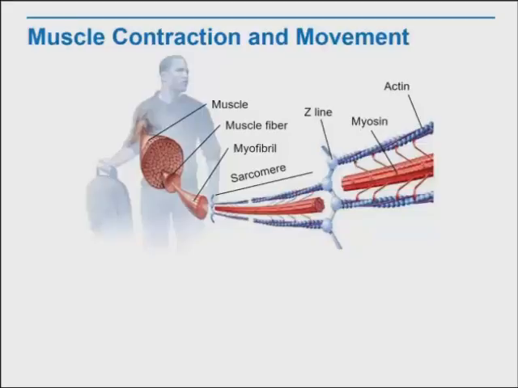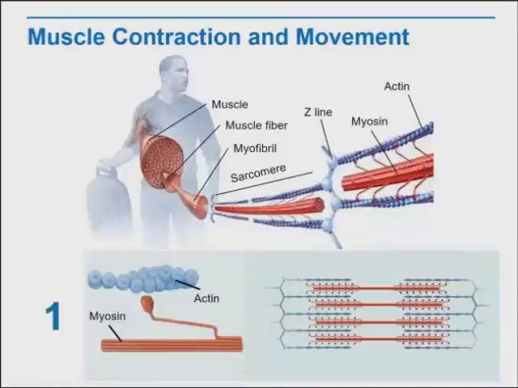This action decreases the distance between the ends of the sarcomeres, so the fiber shortens. Then the cross bridge detaches from actin and repeats the cycle by binding to another site on the actin filament. This is called the sliding filament model of muscle contraction.